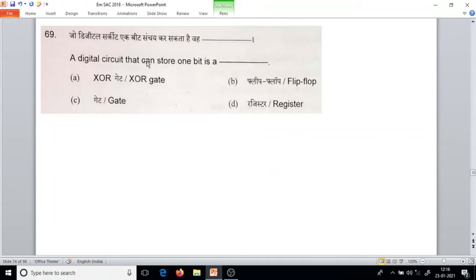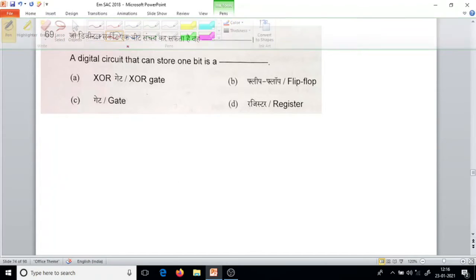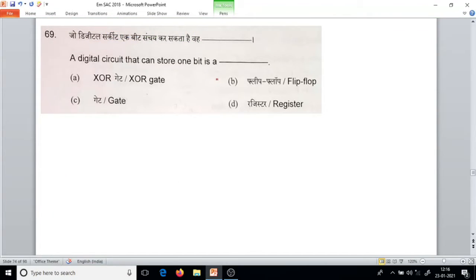Question number 69. A digital circuit that can store 1 bit is a flip-flop. One bit of data can be stored using a flip-flop. He has given an option of XOR gate also. What is the truth table for XOR gate?